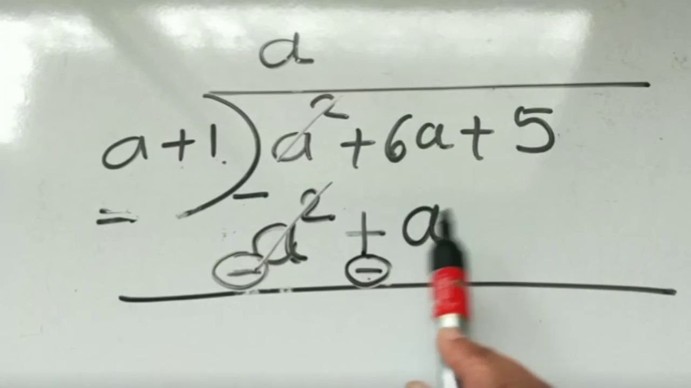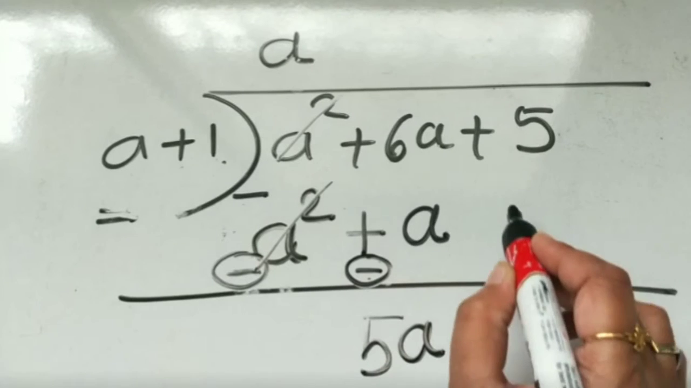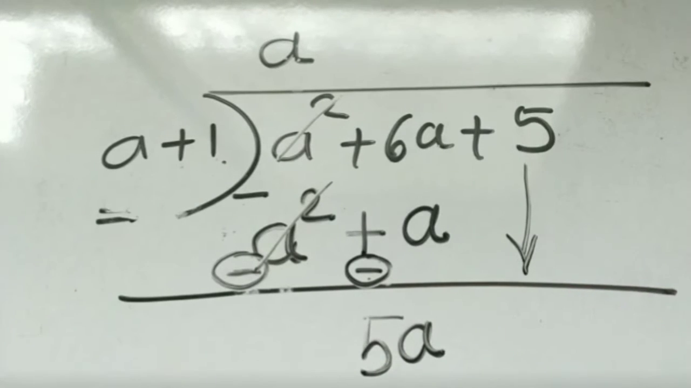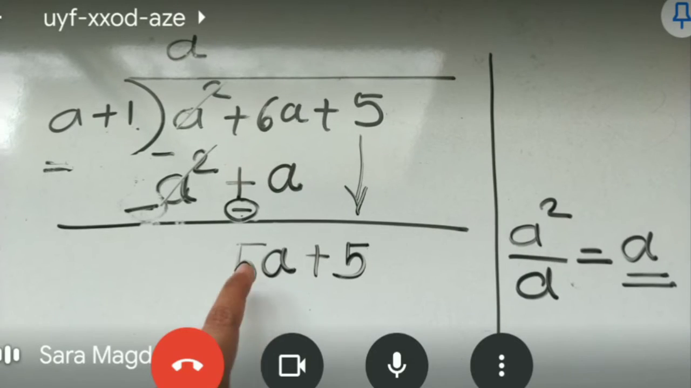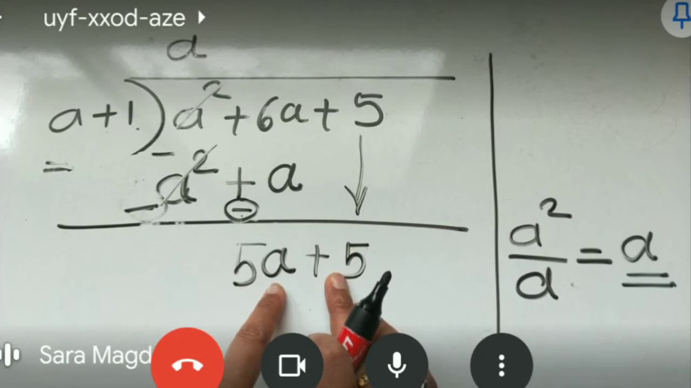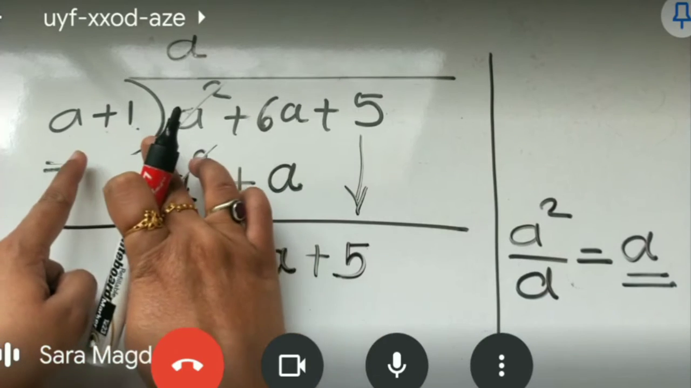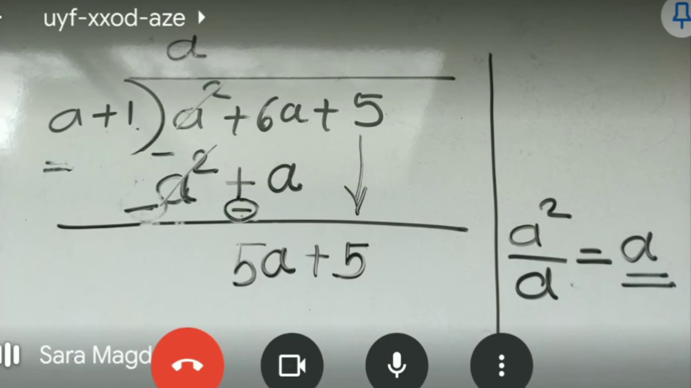Can you tell me about this? 6a minus 1a. It's 5a. And the next term you will write now, plus 5, as it is. You will copy the next term, 5a plus 5. Now this is the next dividend. Now we got this new dividend, so now we have to divide it again by a plus 1. We have to divide 5a plus 5 by a again. So you will use the same method.